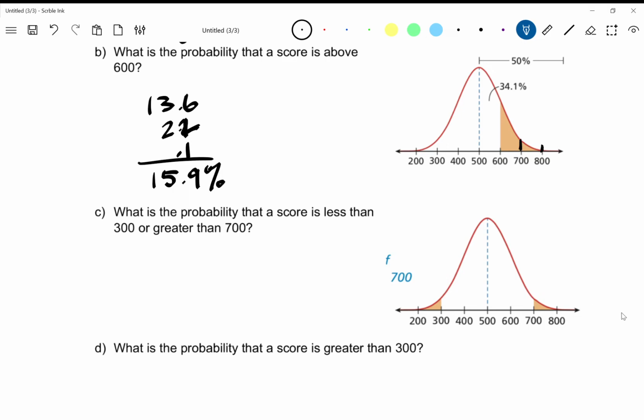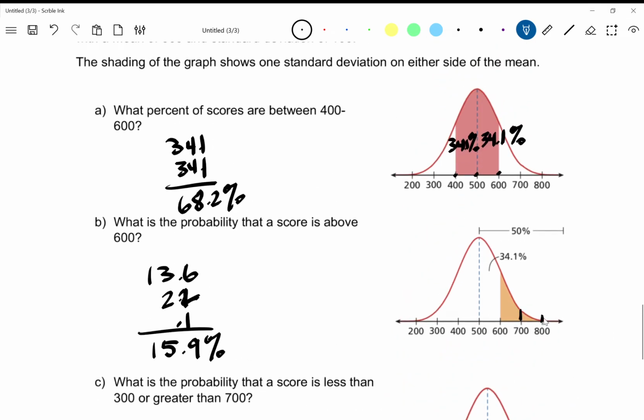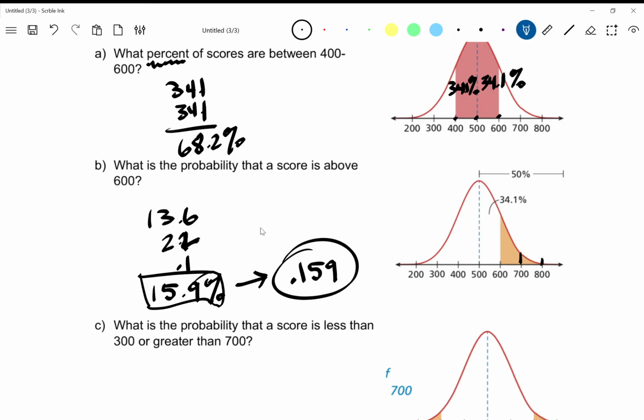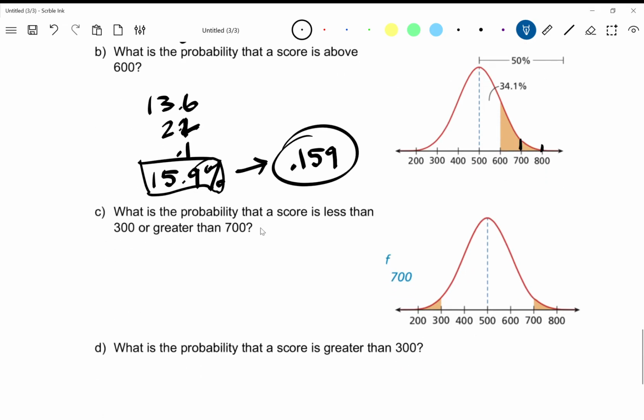Oh my goodness, now that I said the word probability, I realized what I botched up above. Question A was asking me for percentage. Question B was asking me for probability, and we often did answer probabilities with percentages, but traditionally on distributions, probabilities are answered as decimals instead. So I wouldn't have answered 15.9%, I would have answered 0.159, which honestly is the same information, but just written differently. So I'm sorry, back to C.